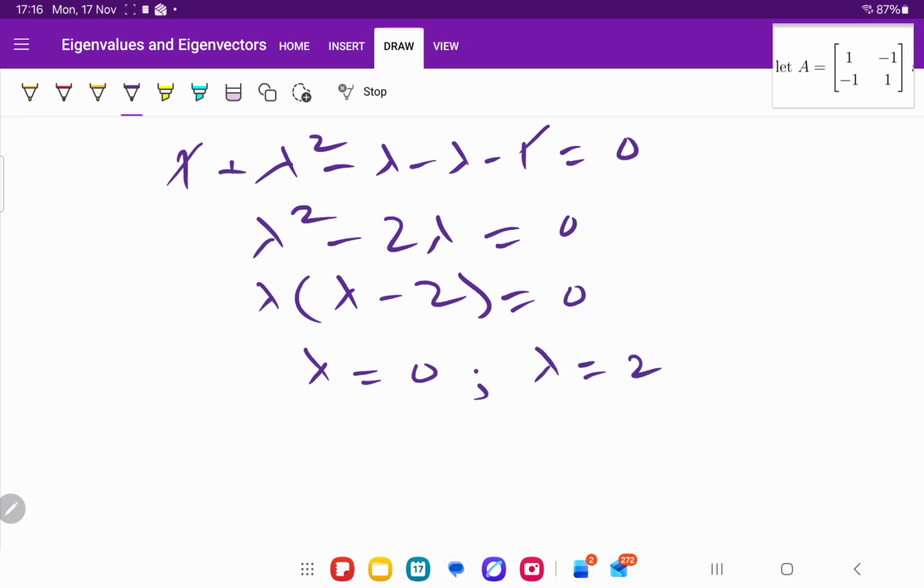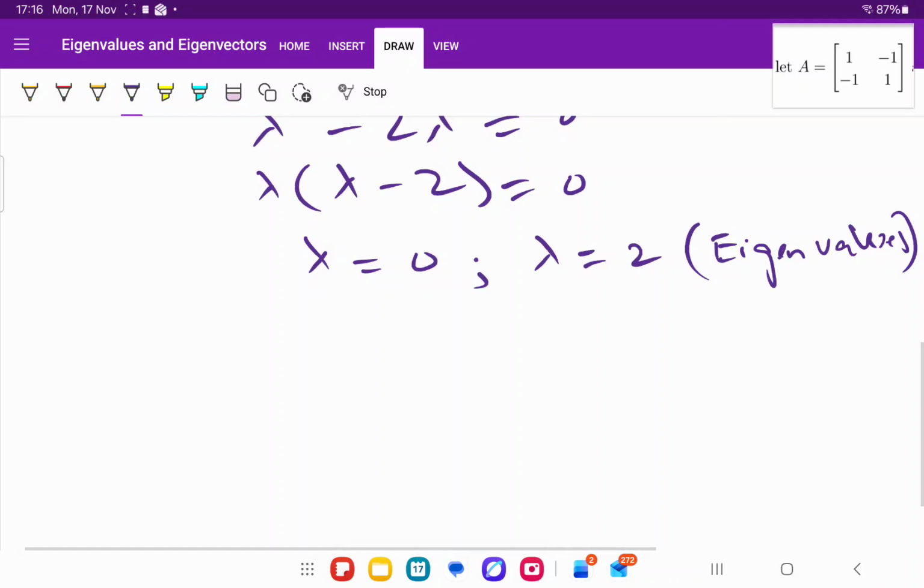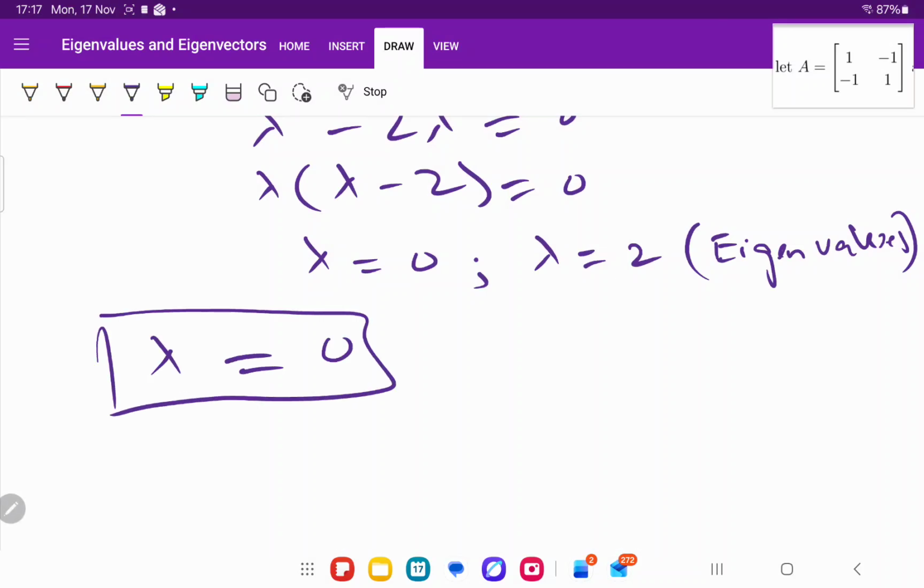So two eigenvalues have been identified. These are called the eigenvalues. The first step is completed. Eigenvalues have been identified. So now we are moving towards finding the eigenvector corresponding to these eigenvalues one by one. First of all, we will take lambda equal to 0.